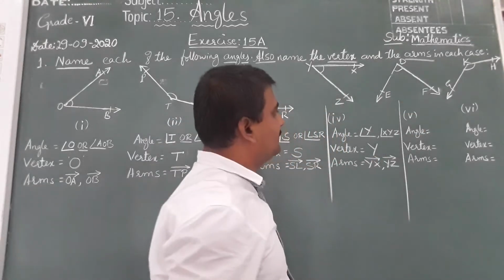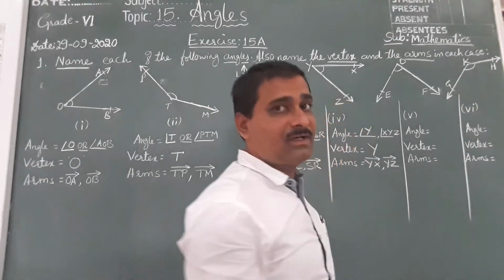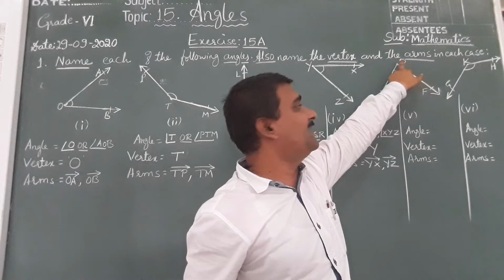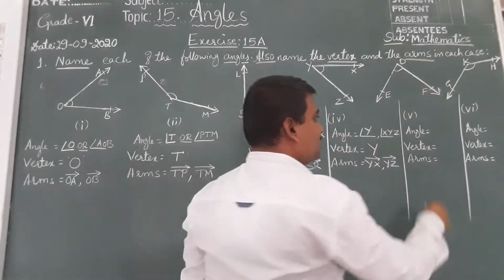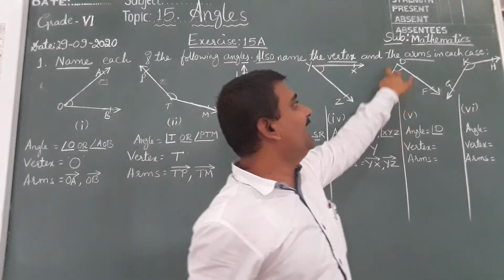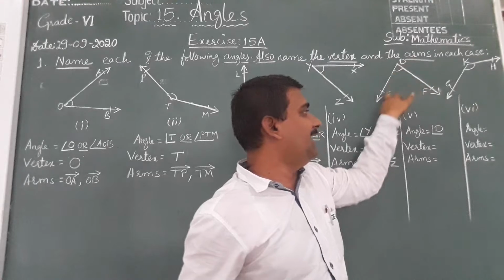Let us see the last one. Not the last one, one more is there. Fifth one. Here the picture DEF, angle is formed at D. So angle is what? D. Or you can write angle EDF, or you can write angle FDE.